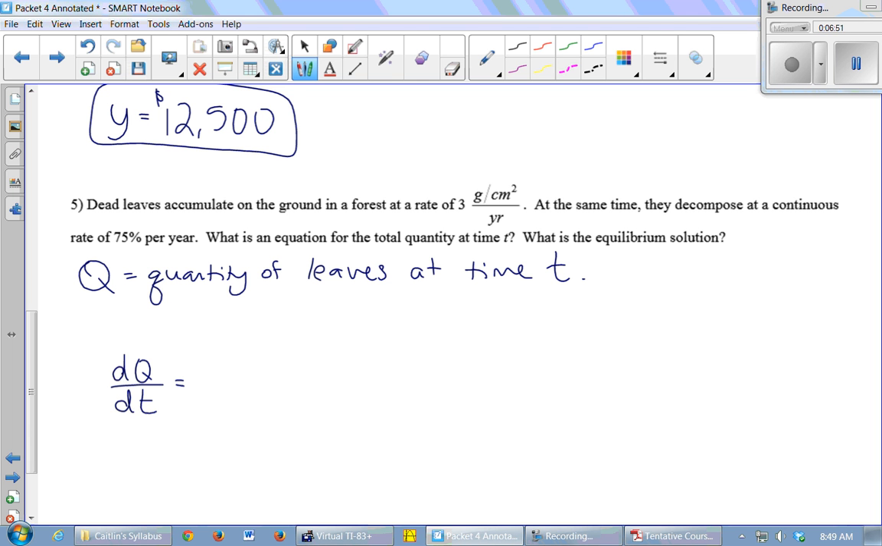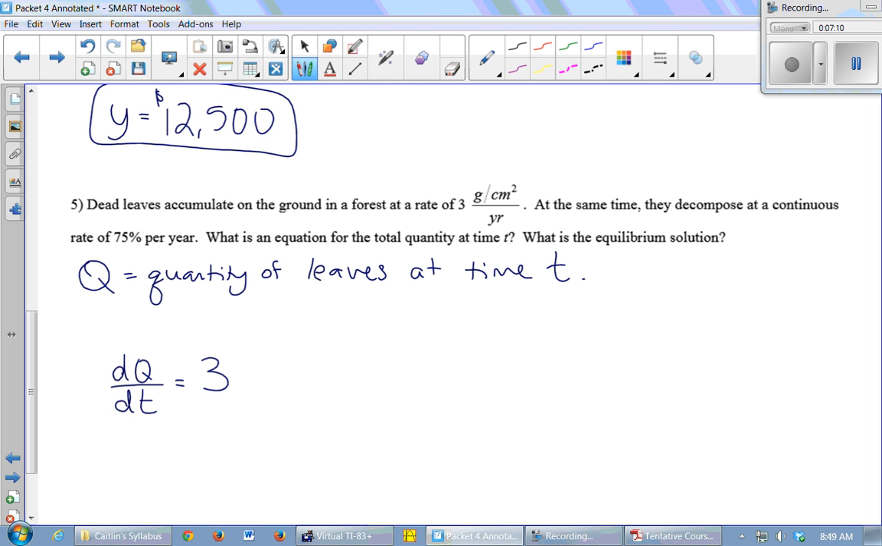Constantly adding a constant amount each year. Yep. And so if you did 3 times t, you could figure out how much had accumulated at any given time, but since I'm trying to write an equation for the rate, I don't need to do the times t. So this is just going to be 3. That's the rate at which it accumulates.